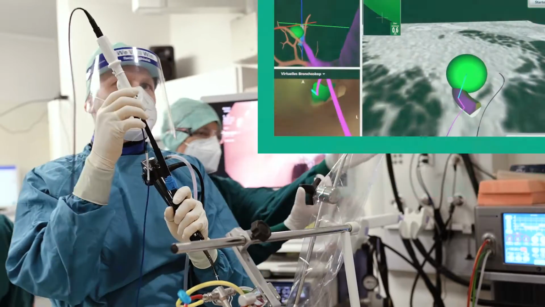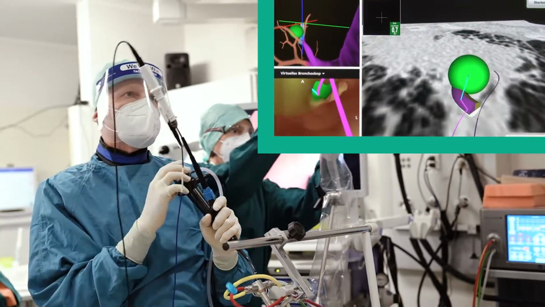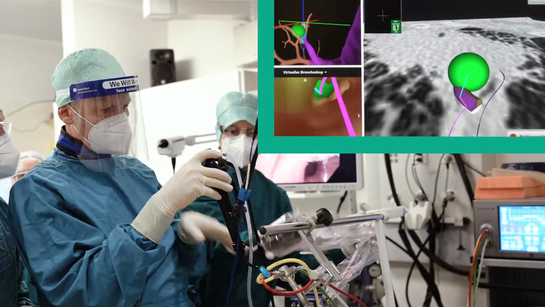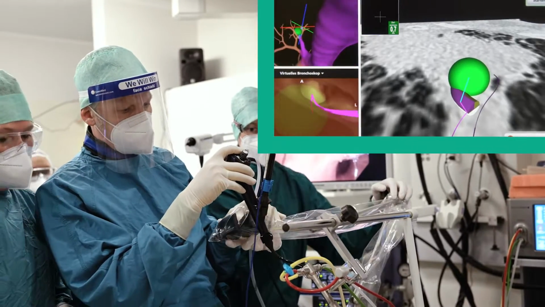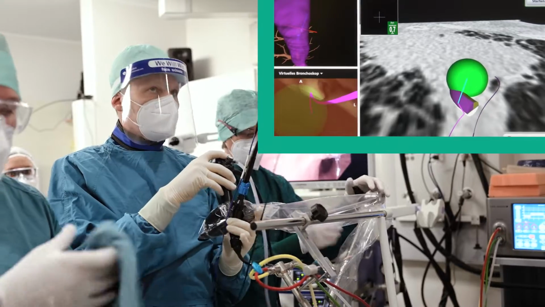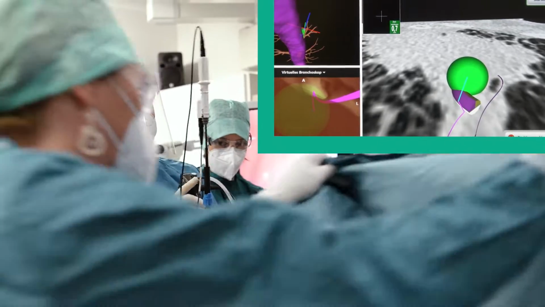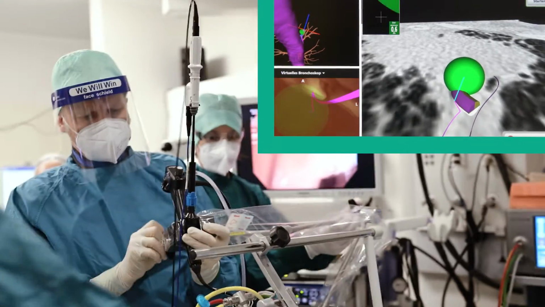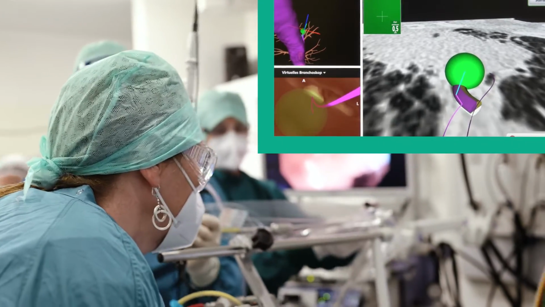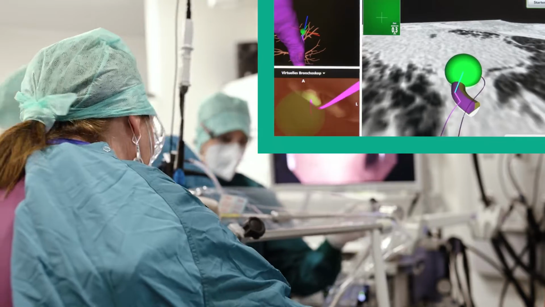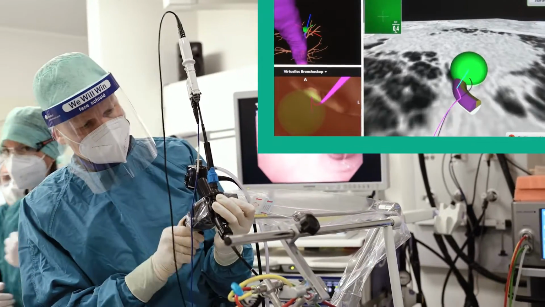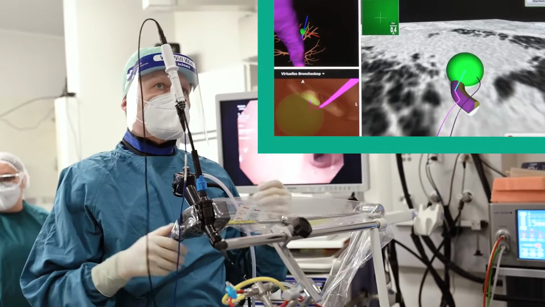The bronchoscope is advanced according to the previously planned route. Once the bronchoscope cannot be advanced any farther, it is locked in the dedicated scope holder. The navigation probe is advanced along with the extended working channel towards the lesion as per preoperative planning.